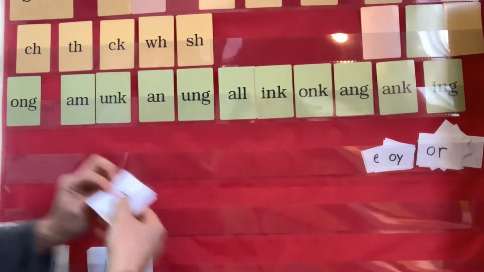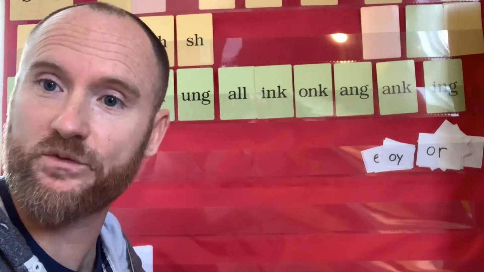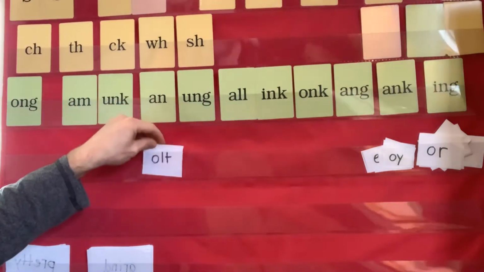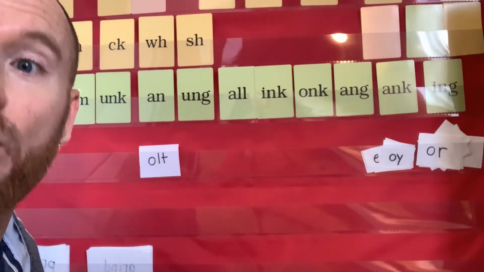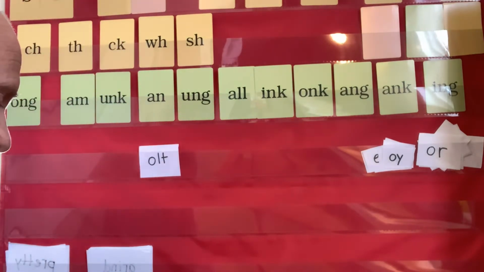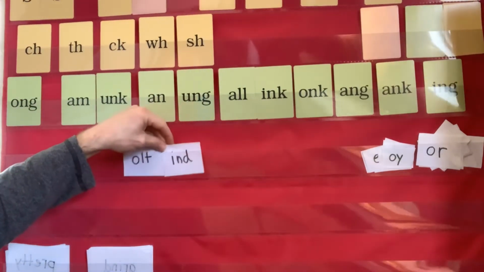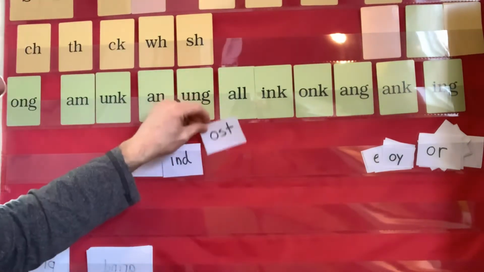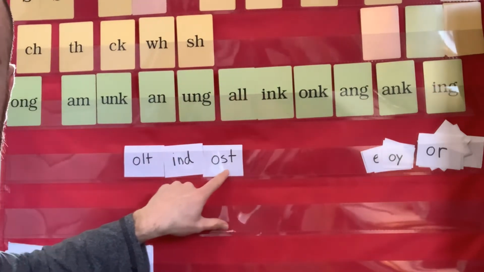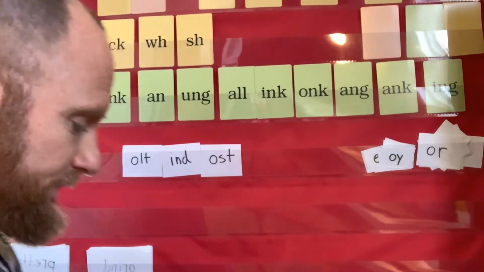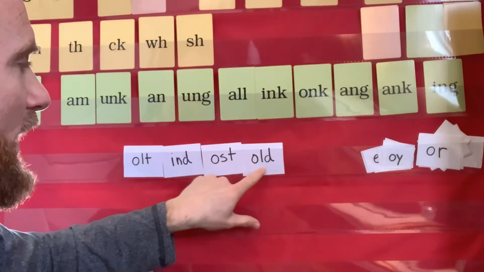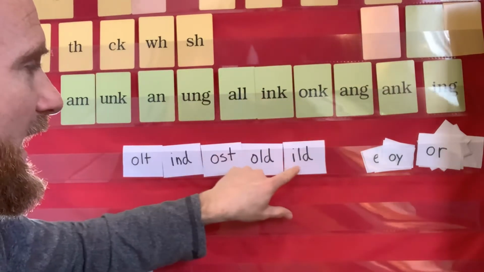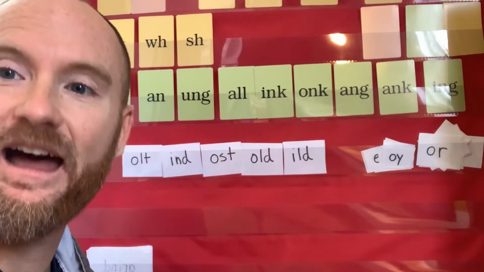Let's practice some of our closed syllable exceptions. Remember, this is a review lesson, so you guys are familiar with these closed syllable exception words. OLT, what sound does it make? Olt. IND, what sound does it make? Ind. OST, what sound does it make? Ost. OLD, what sound? Old. ILD, the sound is ild.